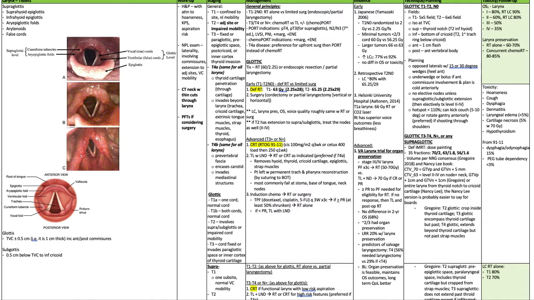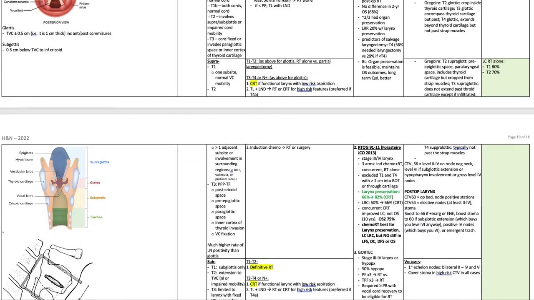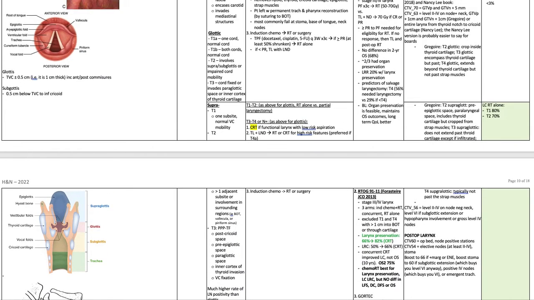Supraglottic larynx staging: T1, one subsite, normal vocal cord mobility. T2, it invades one adjacent subsite or involves the surrounding regions, i.e. base of tongue, vallecula, or piriform sinus. T3 is posterior cricoid space, pre-epiglottic space, or paraglottic space invasion, inner cortex of the thyroid, and vocal cord fixation.